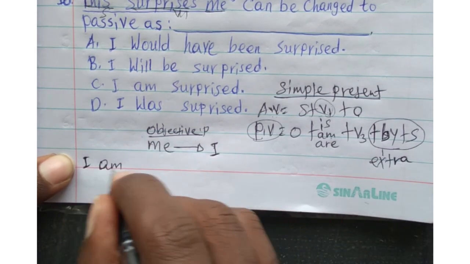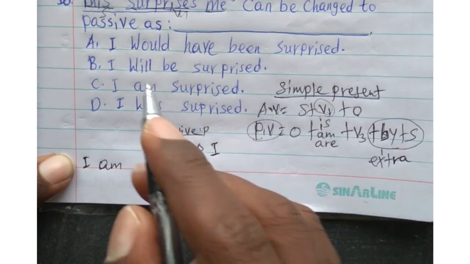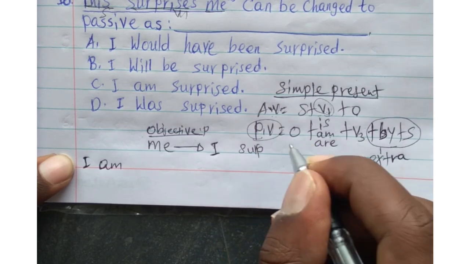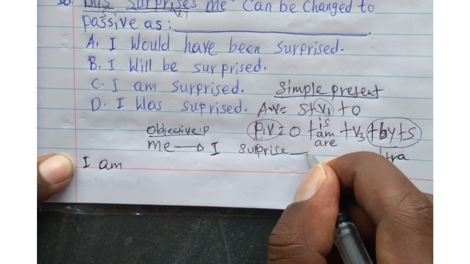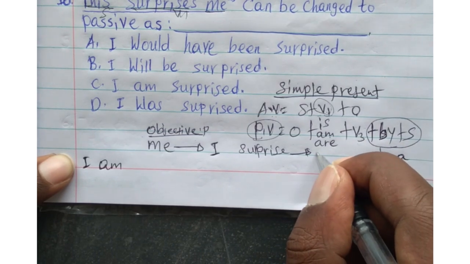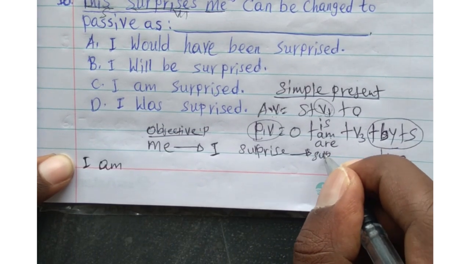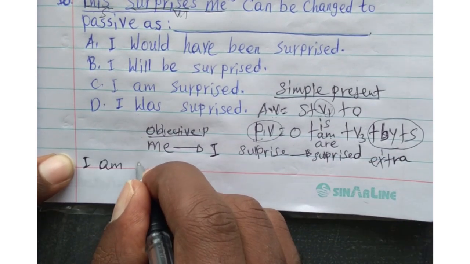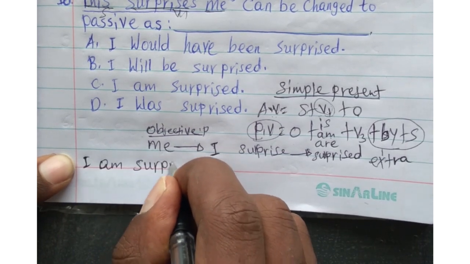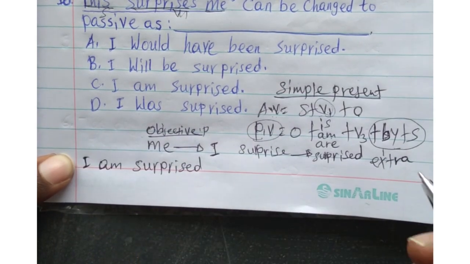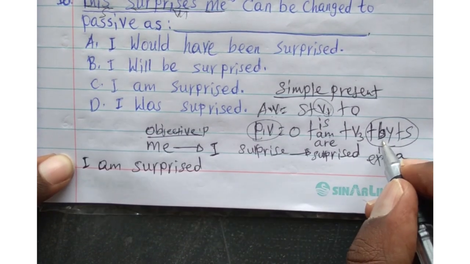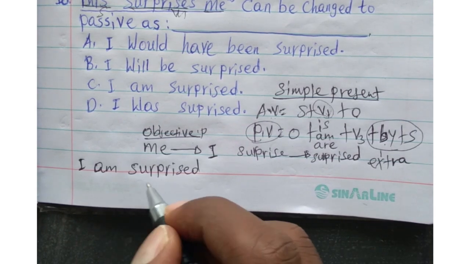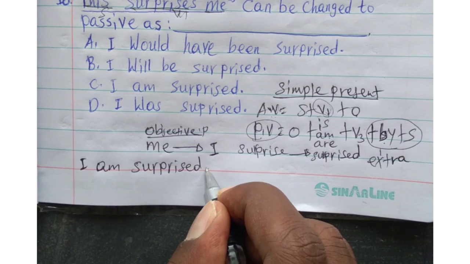So I am, and then the verb 3 form of surprise. The base verb is surprise. So when we change it into past participle, it will be surprised. I am surprised. I am surprised by this, we can say. Or we can also say I am surprised.